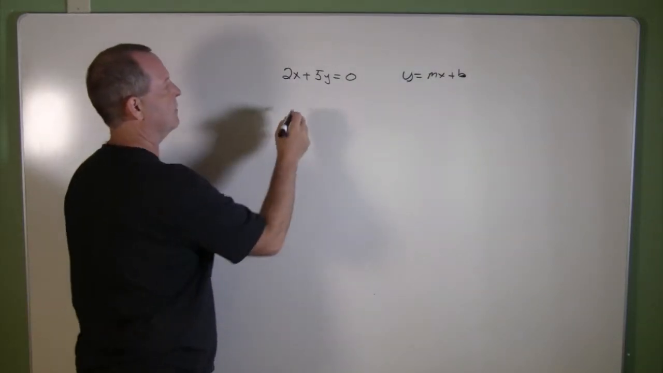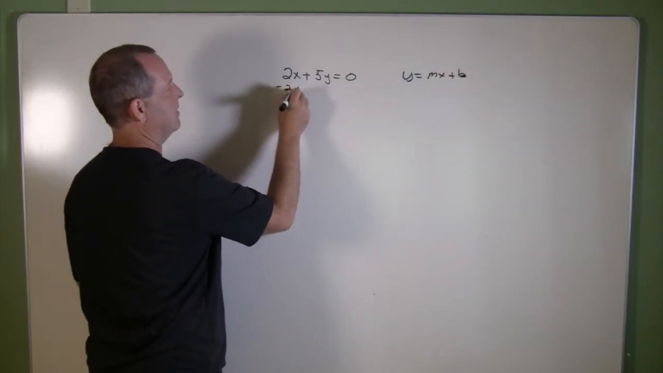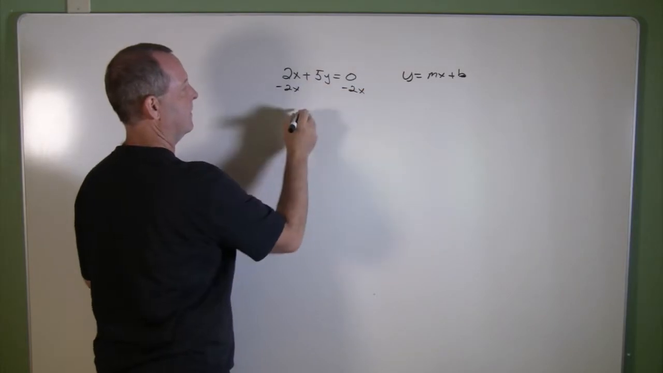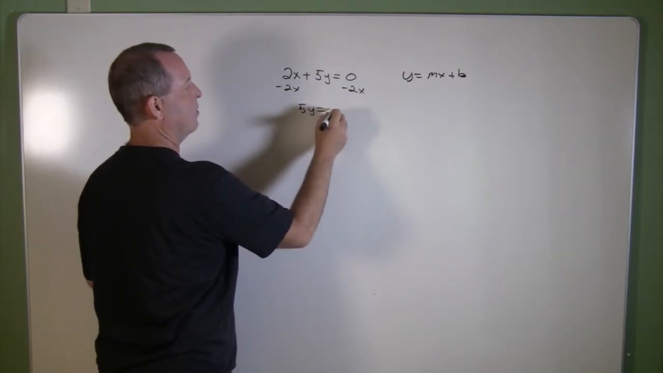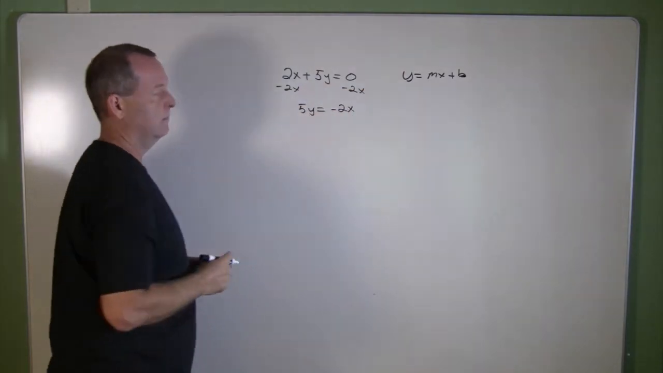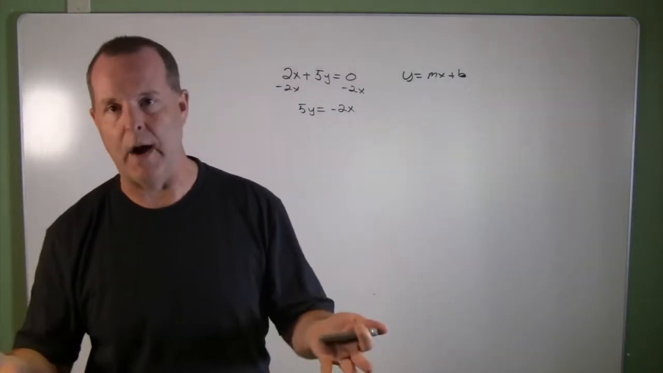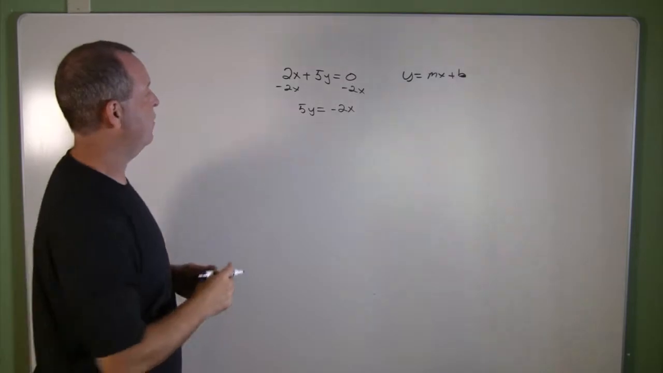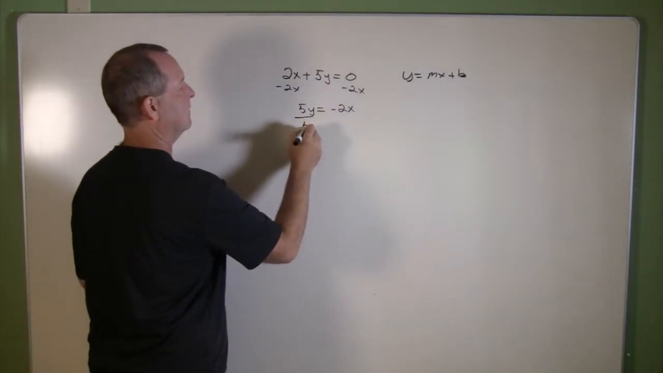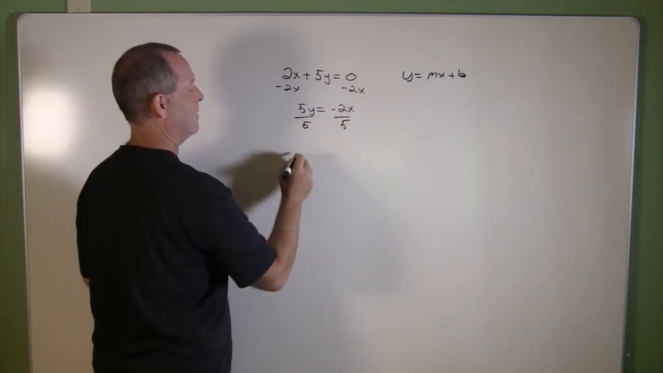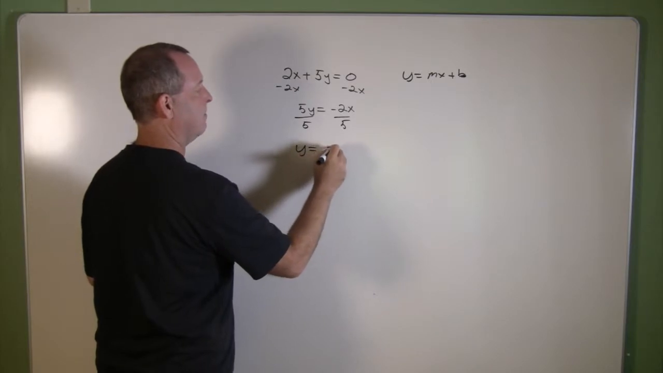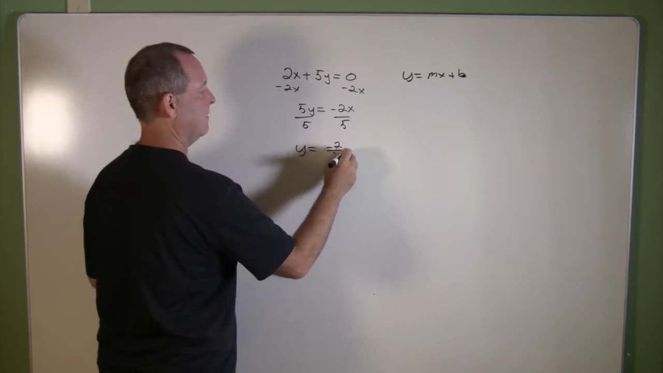Let's set it up so it's subtract 2x from both sides. I get 5y equals negative 2x. Not quite to being exactly y equals, I have 5y. We have to divide everything through by 5. So I have y equals minus 2/5 x.